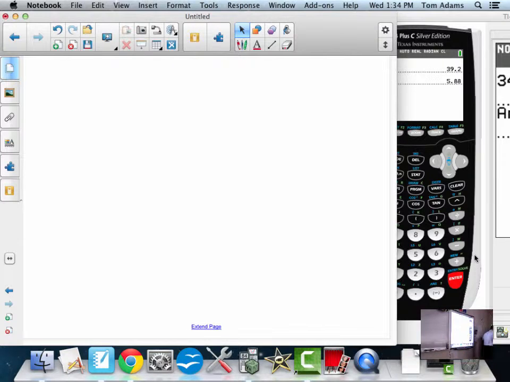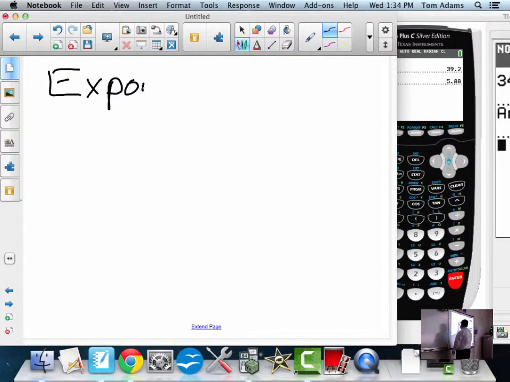Problem number 23. I guess what we should do is talk a little bit about logistic equations. So what we've been talking about are exponential equations. Now exponential equations are what we use to model growth. So an exponential equation looks like this, right? So this is an exponential.